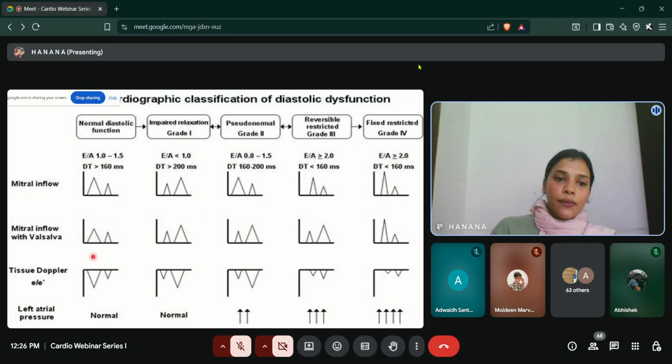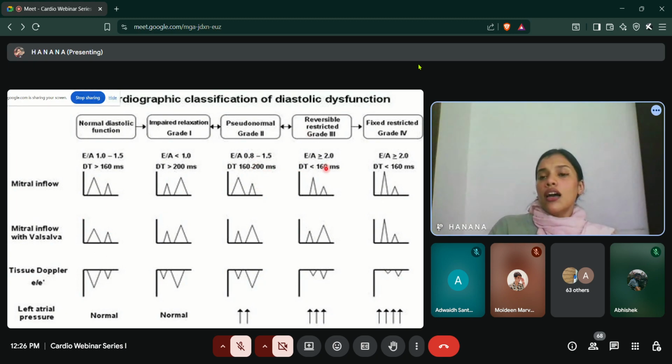While look at here, this patient is having a normal diastolic function, and while doing Valsalva also, it remains the same. There is only a small reduction, but E is not that much lower than the A wave. So that's what happens in Valsalva in normal patients.